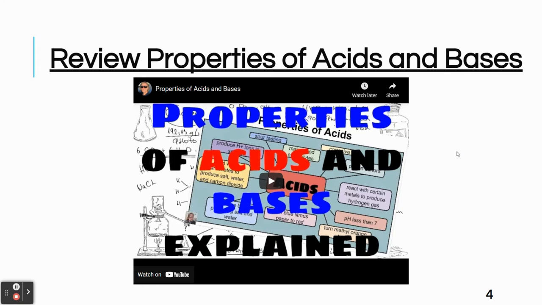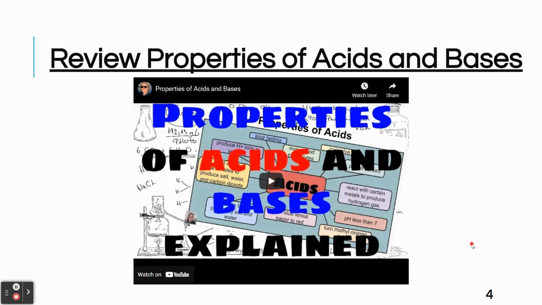You would remember things like the taste. For example, acids are sour and bases are bitter. You might remember the texture, like bases feel soapy, whereas acids don't really have a characteristic texture. Those are a variety of properties you can use to differentiate between acids and bases, and also the tests you could use, like litmus paper and indicators that have different colors in acids and bases. Another important characteristic is the pH, which you might remember, the pH scale.